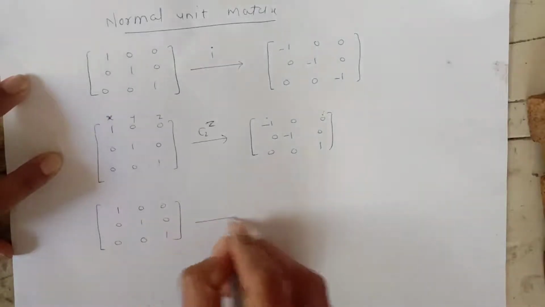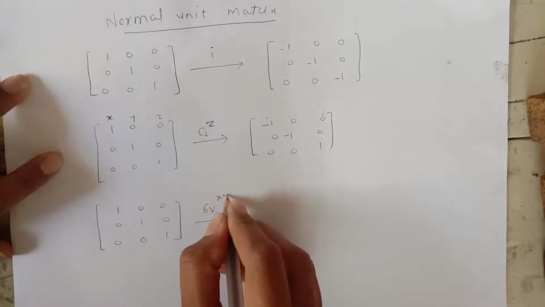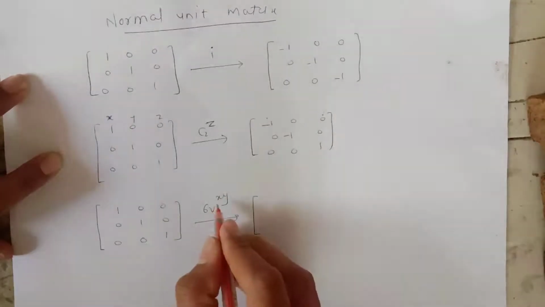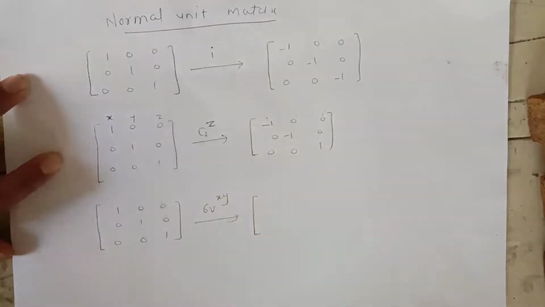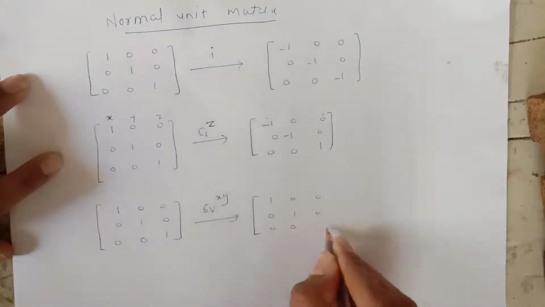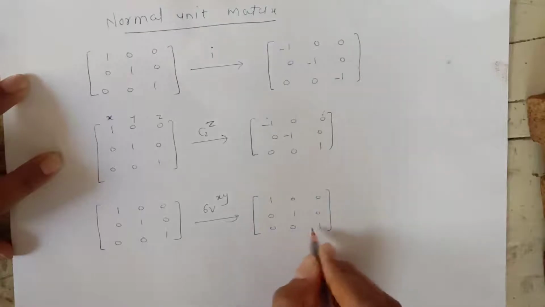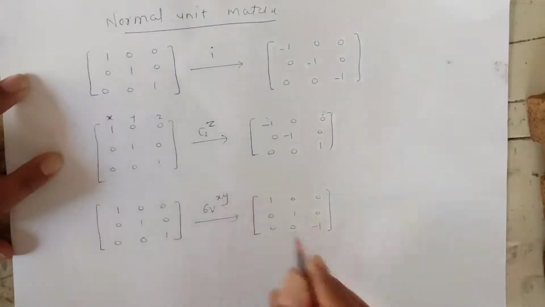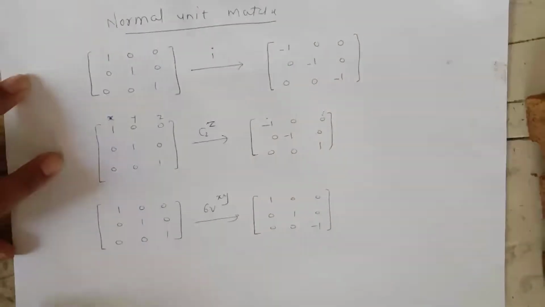When you perform the sigma v x y, at that time you have to consider z. See here 0 1 0 0 0 1. You have to give the negative sign to z. Here x y is there, so you have to consider here z and give the negative sign.